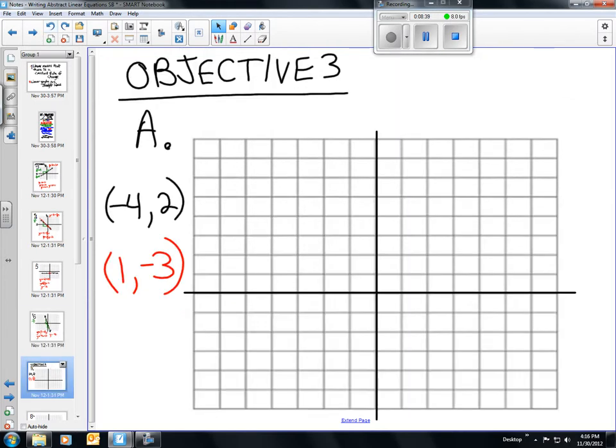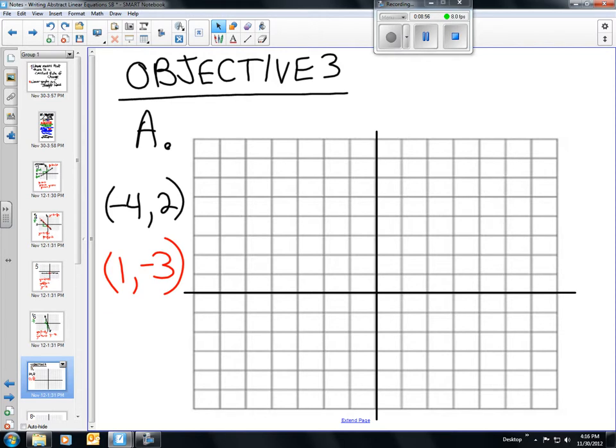Now let's look at objective 3. And objective 3 is this. Or the directions for objective 3 are this. Write the equation of the line passing through the given points. So here we're given 2 points. And we know that there's a line passing through the 2 points.